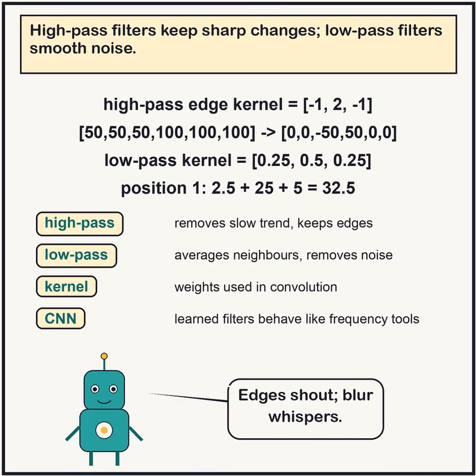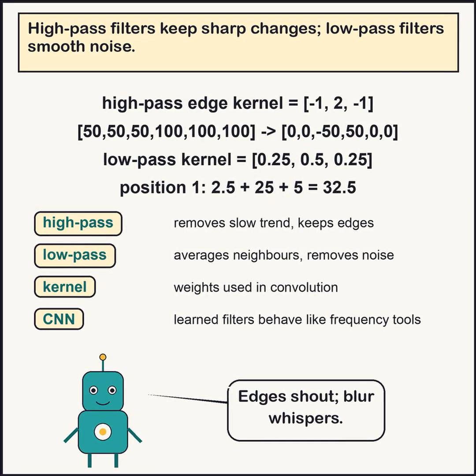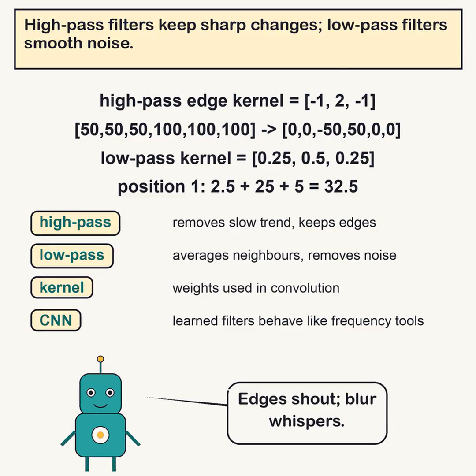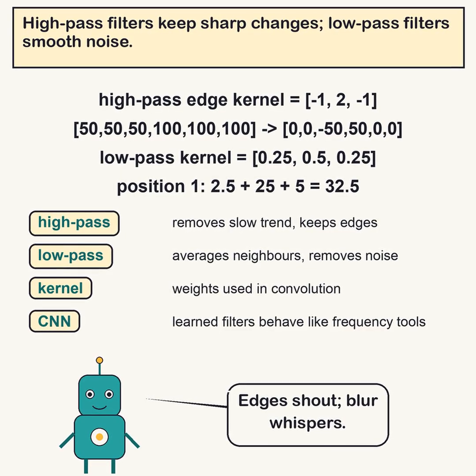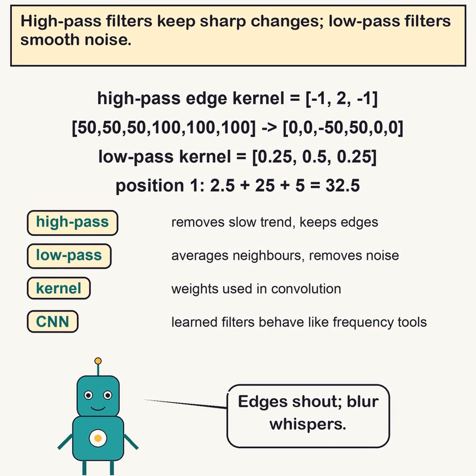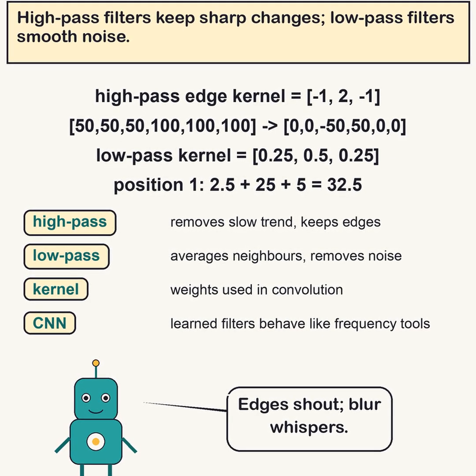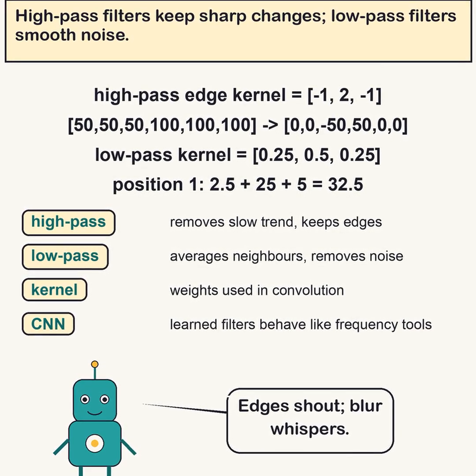High-pass filters keep sharp changes such as edges, while low-pass filters smooth noise by averaging neighbors. CNN kernels often learn related edge, texture, and pattern filters. Real-world analogy: high-pass is like outlining the edges of a sketch, while low-pass is like smoothing rough pencil shading.